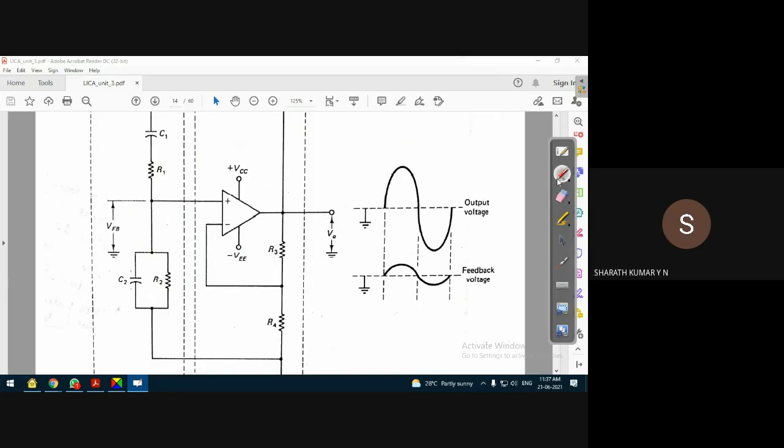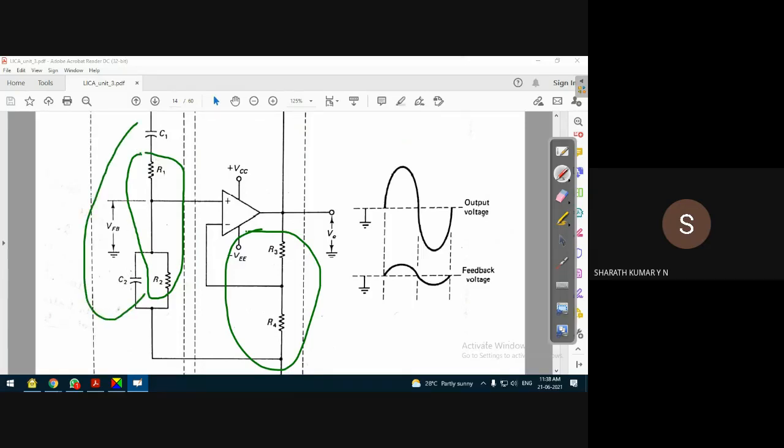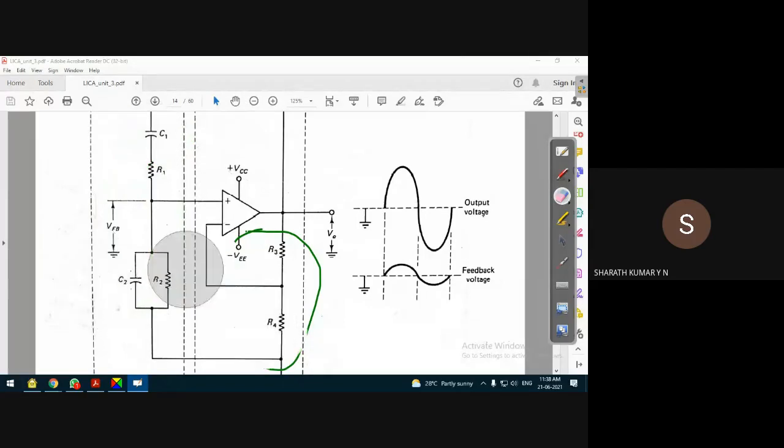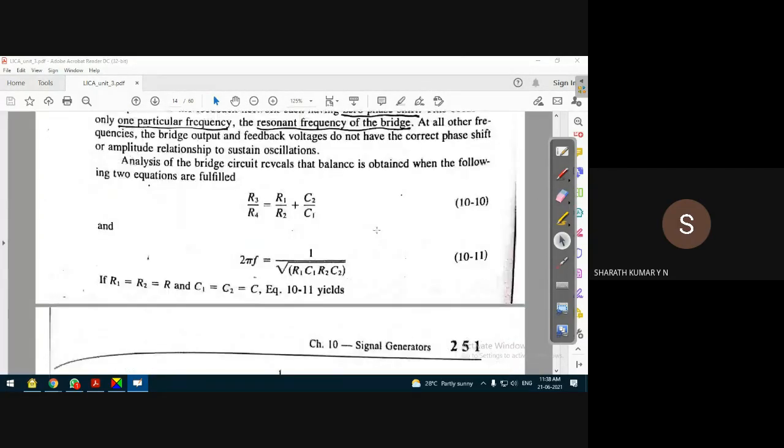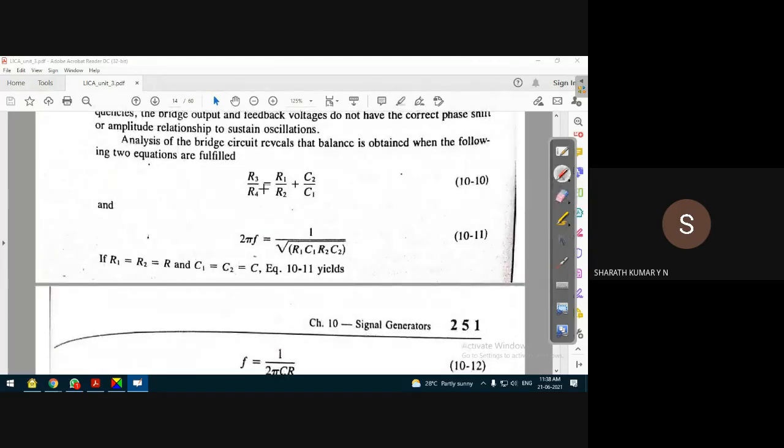That means the resistance in this arm of the bridge is equal to the ratio of resistance of the opposite arm of the bridge and the ratio of capacitance connected in the other arm of the bridge. That's how it is. The derivation part I'll share; at this point, the derivation is not discussed here. So R3 by R4 is equal to R1 by R2 plus C2 by C1.